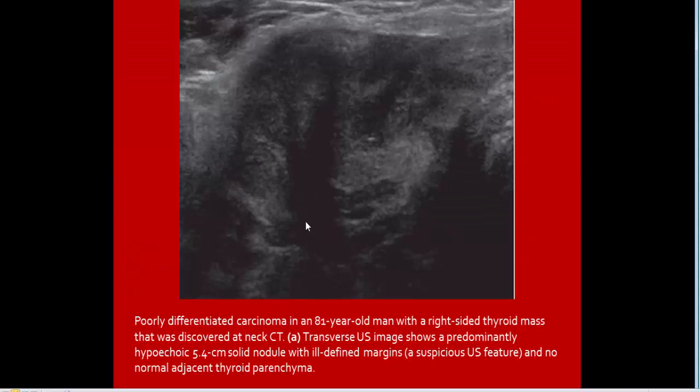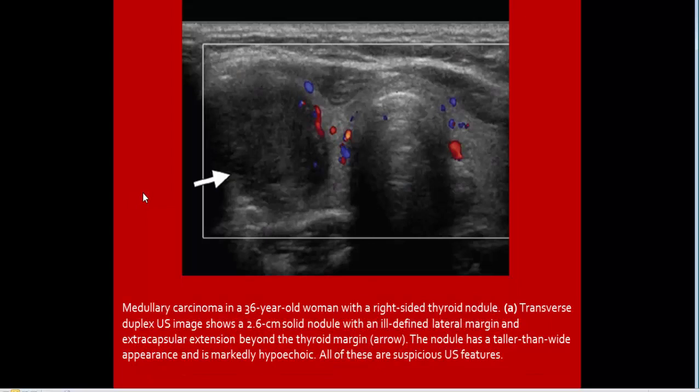Poorly differentiated carcinoma in an 81-year-old man with a right-sided thyroid mass that was discovered on the neck. CT and ultrasound show a predominantly hypoechoic 5.4 centimeter nodule with ill-defined margin, suspicious ultrasound features, and no adjacent thyroid parenchyma normally seen. Medullary carcinoma, and this is a right-sided thyroid nodule.